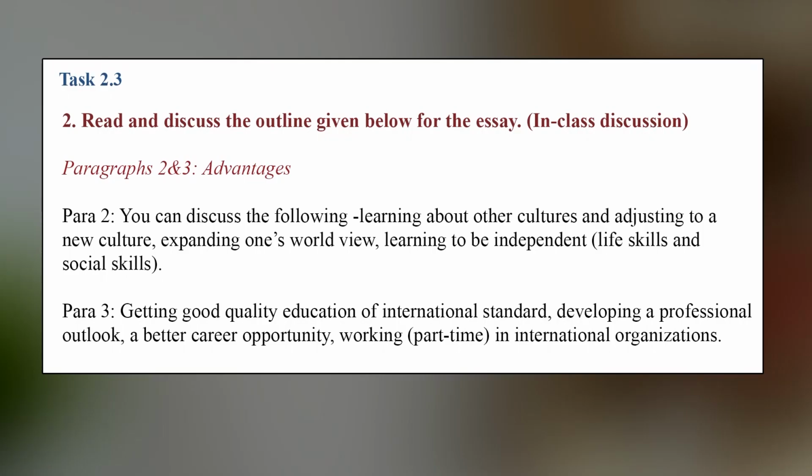Now let's look at the body paragraphs. You can have 2 paragraphs discussing the advantages, because there are quite a few points mentioned in the prompt. You can talk about learning about other cultures and adjusting to a new culture, expanding your worldview, and picking up life skills and social skills. In the next paragraph, you can talk about the quality of education that you get when you study abroad and the professional skills that you pick up, the opportunity to work abroad. So everything related to education and profession.